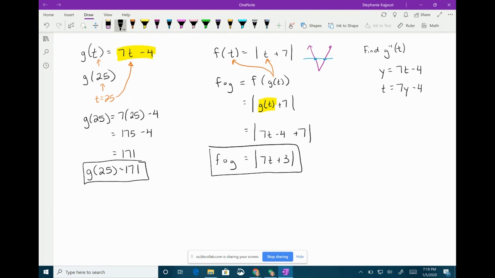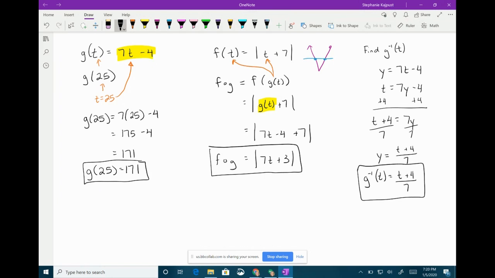And then you solve for y. So I'm going to add 4 to both sides. So I get t plus 4 equals 7y. And then I'm going to divide everything by 7. And I like to have my y on the left. So that would be t plus 4 over 7. So once you've solved for y, that's your inverse. So g inverse of t is equal to t plus 4, the whole thing, over 7.